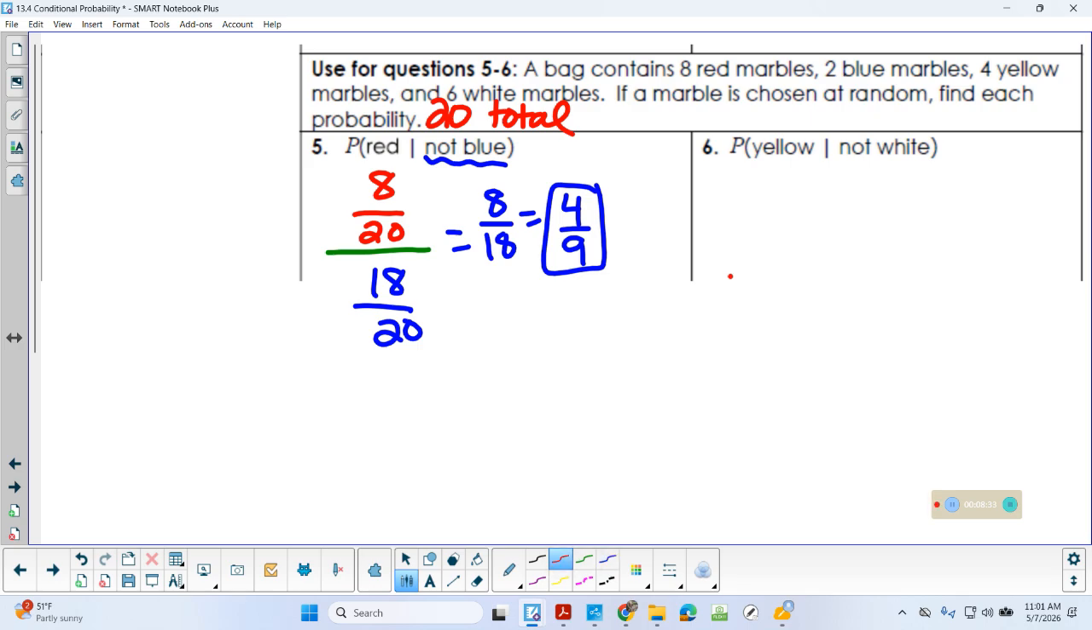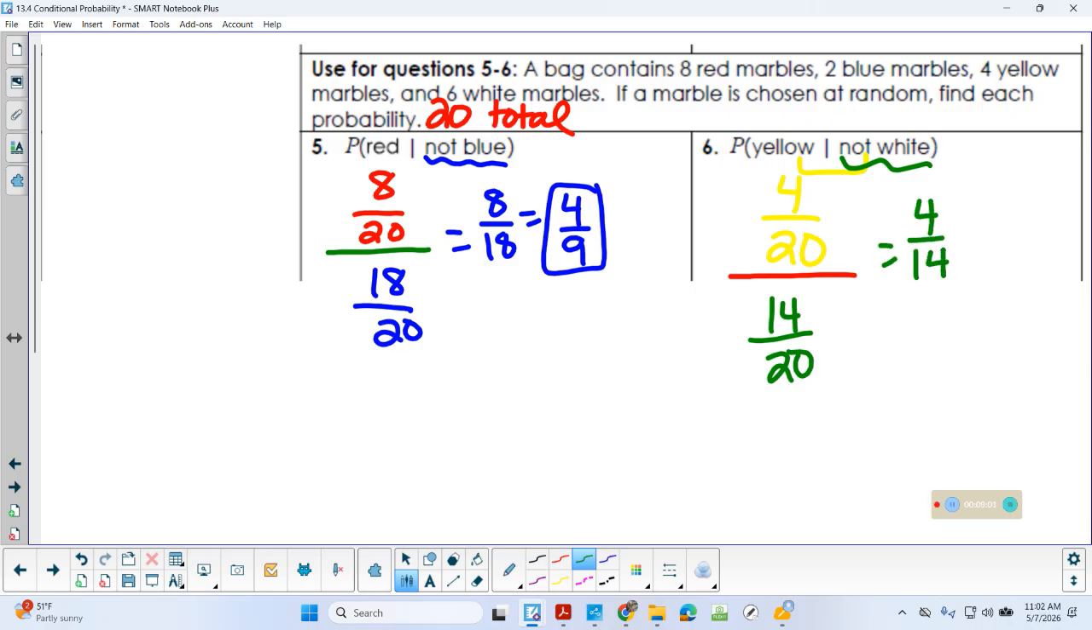Okay, I'm going to set it up here. I know we don't love the yellow, but I'm going to go for it. Okay, yellow and not white. Well, again, that even sounds weird for me to say, yellow and not white. Well, of course, it's not going to be white, it's yellow. How many yellows are in there? 4. Now, how many are not white? So, of course, the 20s are going to cancel. We have 4 over 14, which reduces down to 2 over 7.